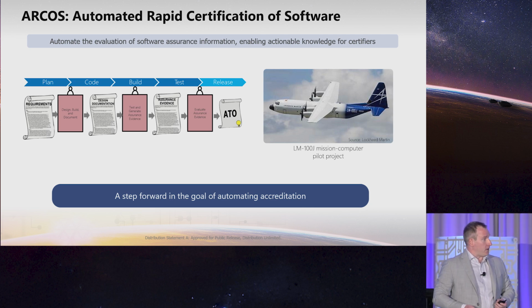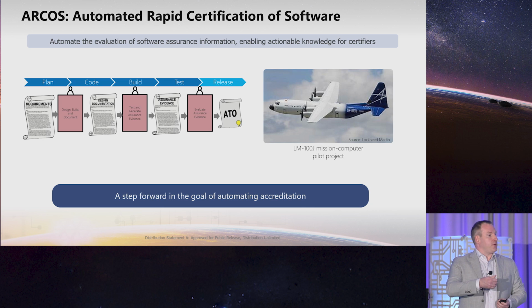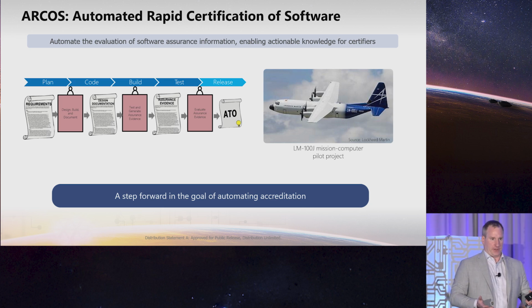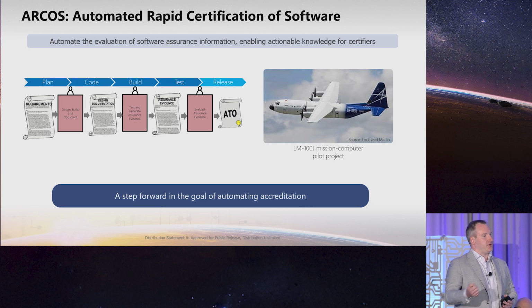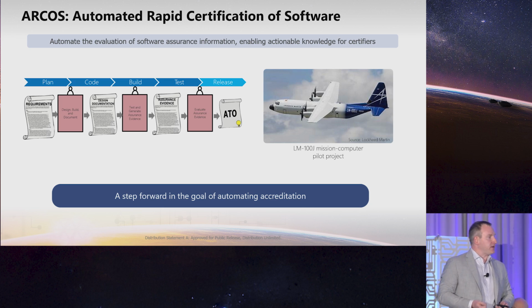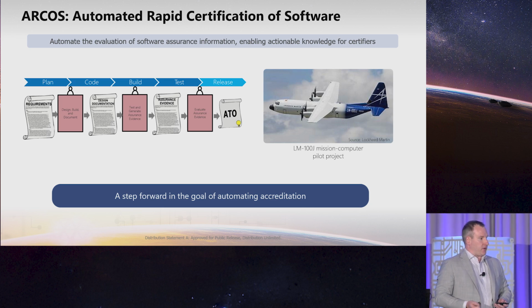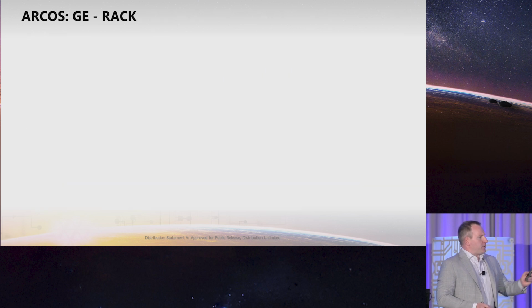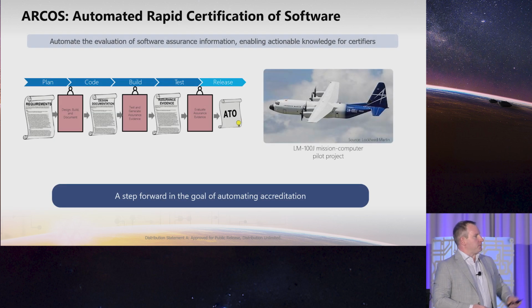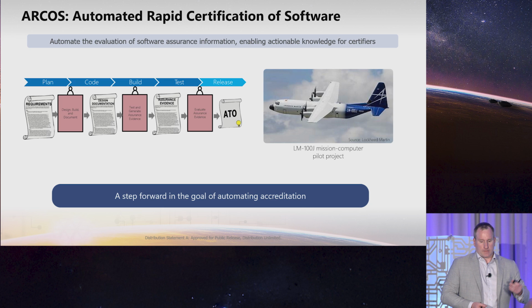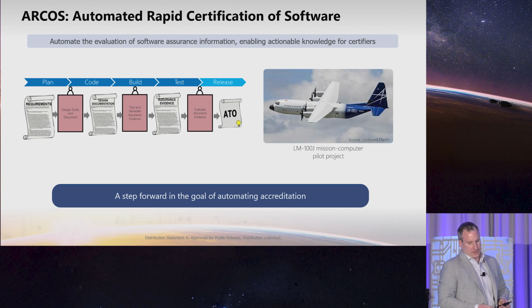So the software we built in ARCOS specifically looks at how you help a person overcome that challenge and curate, for lack of a better term, that library of information that they have to very quickly understand and make a determination on. That's a step forward in automating the accreditation process. As part of this, we worked with our partners at Lockheed on a co-sponsored prototype called CertGate that helps solve these challenges.